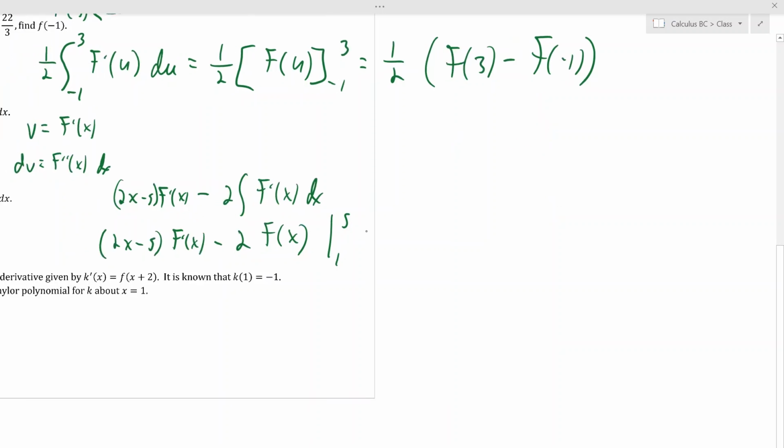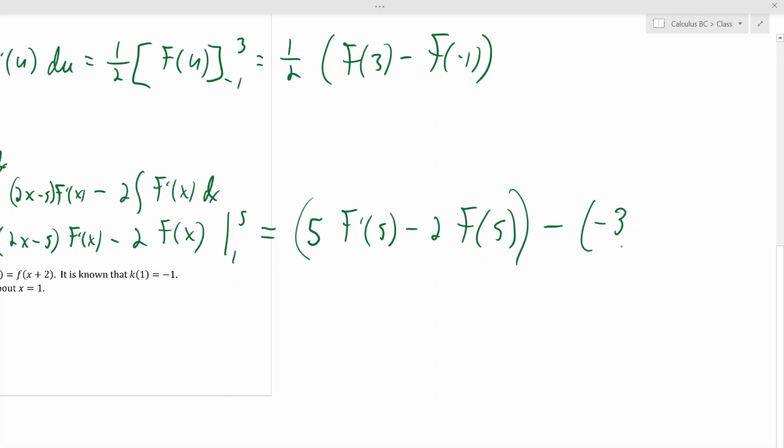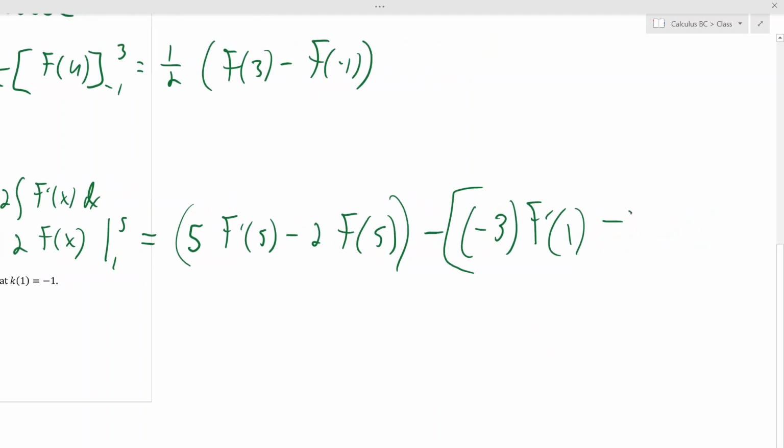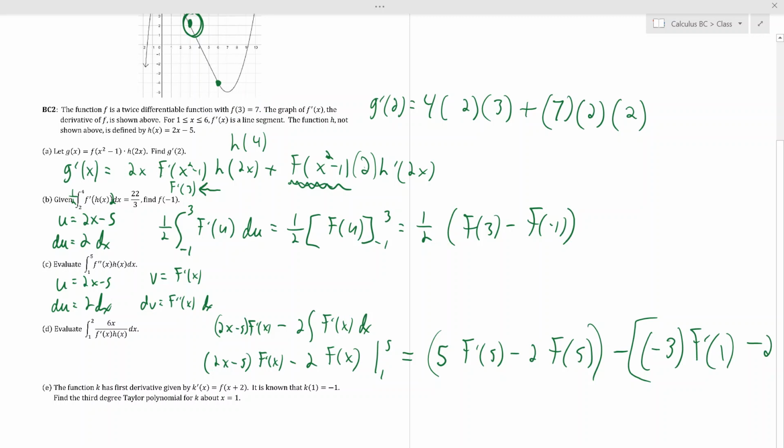I promise I know what I'm doing. I'm a professional. All right, we're going to plug in 5, and that's going to give us 10 minus 5 is 5 times f prime of 5, minus 2 f of 5, minus. We've got to plug in 1. When you plug in 1, you get 2 minus 5, that's negative 3 times f prime of 1, minus 2f of 1. And unless I'm missing something here, we've got to find f of 5 and f of 1.